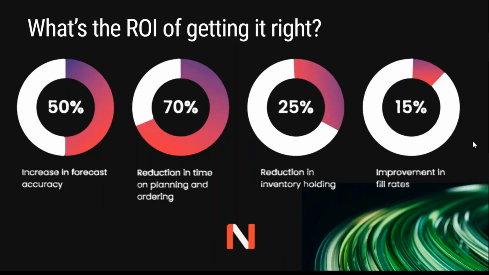70% reduction in time, taking all the time that it takes to forecast in spreadsheets, calculate min-max levels, create purchase orders, all of that stuff is done automatically. And then because of that, on average, a 25% reduction in inventory holding, which means bigger cash flow, less costs in inventory holding costs and insurance and all that type of stuff. And at the same time, improved fill rates, better stock turns, and higher profitability in the business.